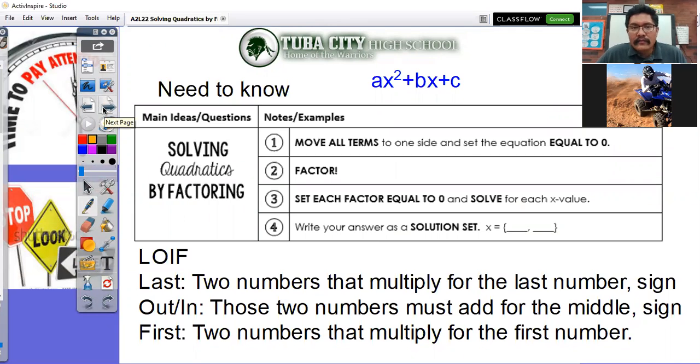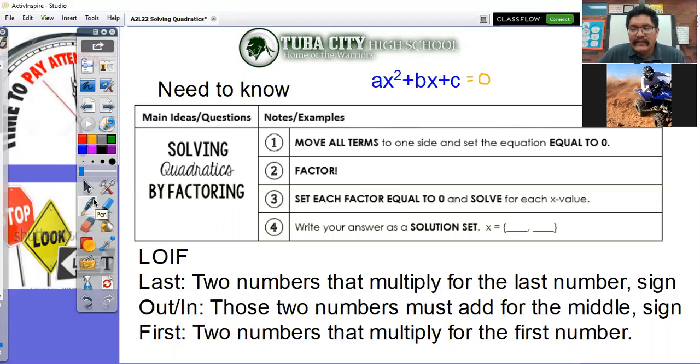So what you need to know about solving quadratics by factoring. The first thing we need to do is make sure that it is in the right form. So we want to make sure it's in the standard form of ax squared plus bx plus c. That's the real first step. But then we also have to move all terms to one side. So we try to make it as close to this as we can, but it's got to be equal to 0.